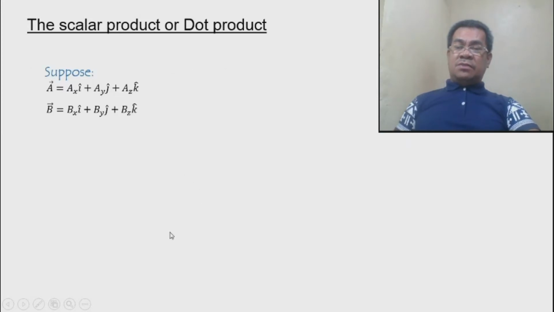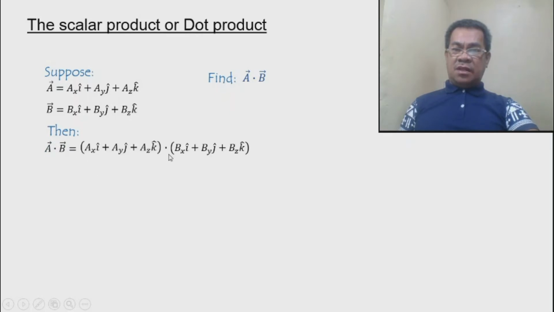Okay, so suppose I have this vector a: ax i hat plus ay j hat plus az k hat, and we have the vector b in terms of its components. Suppose we are asked to find a dot b. What will you do? Similar to our previous video on finding the vector sum, to simplify this you have to substitute a and substitute b. And take note, this is a dot product. So all you need to do is remove the grouping symbol by distributing through multiplication.